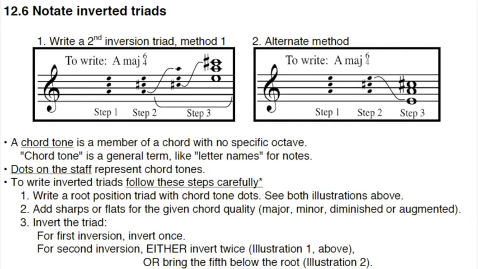We are on page 42, and we are going to look at some new work, notated inverted triads. Write a second inversion triad, method 1 and alternate method. So we are going to write A major 6, 4. Now, in this example, they did not use key signatures, but you are welcome to. So I would change it slightly. When they say A major, I would put in the key signature.